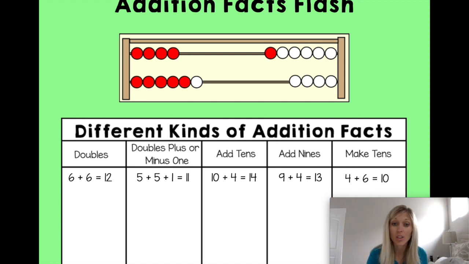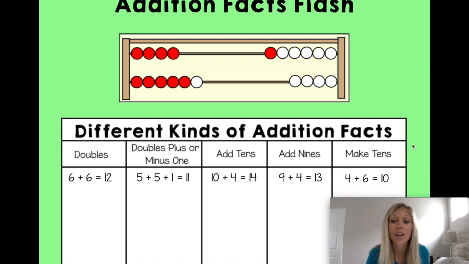So let's review again. Look at our kinds of addition facts. We see doubles because we have 6 plus 6. We see doubles plus or minus 1. 5 plus 5 plus 1 equals 11. We see add tens. 10 plus 4 because we're adding ones to a 10. 10 plus 4 equals 14. We see add nines because we're adding a number to 9. And we have to kind of use our add tens to help us. 9 plus 4 equals 13.